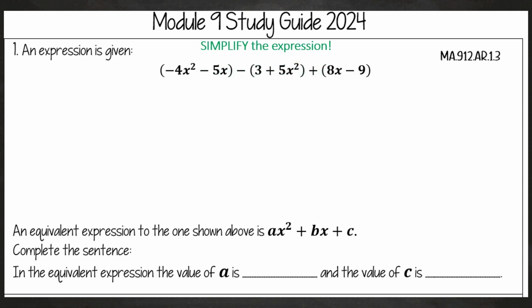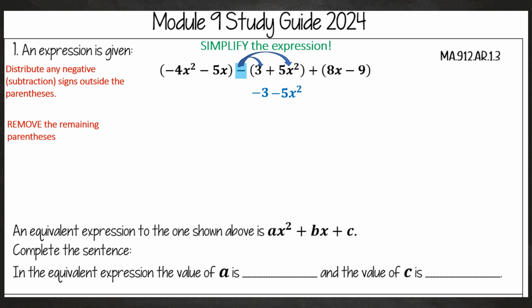The first thing we have to do is simplify this expression. In order to simplify it, we're going to distribute any negative, so the subtraction sign, outside the parentheses. We have to distribute it inside the parentheses. So negative times 3 is negative 3. Negative times 5x squared is negative 5x squared. Now we can remove the remaining parentheses. So negative 4x squared minus 5x plus 8x minus 9, because we didn't have to change anything else, since that was the only negative we had.